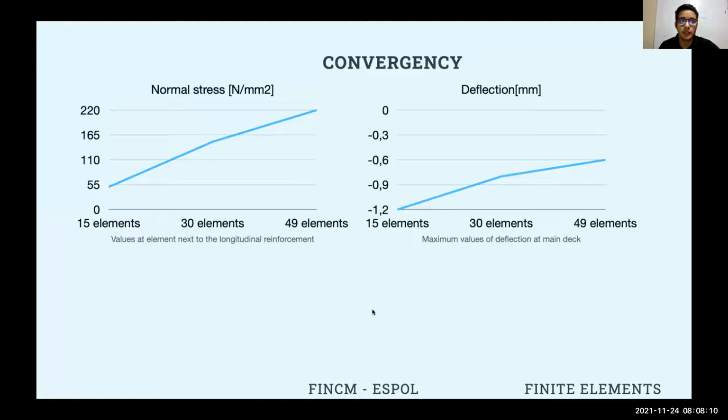As can be seen in the deflection plots for the 15, 30, and 49 elements, the larger the number of elements, the larger the deflection is, especially in the zones where the maximum and minimum values can be found. This could be because the larger the number of elements, the shorter the element is. So the more exact the solution we get, until we approach the analytic solution. Next.